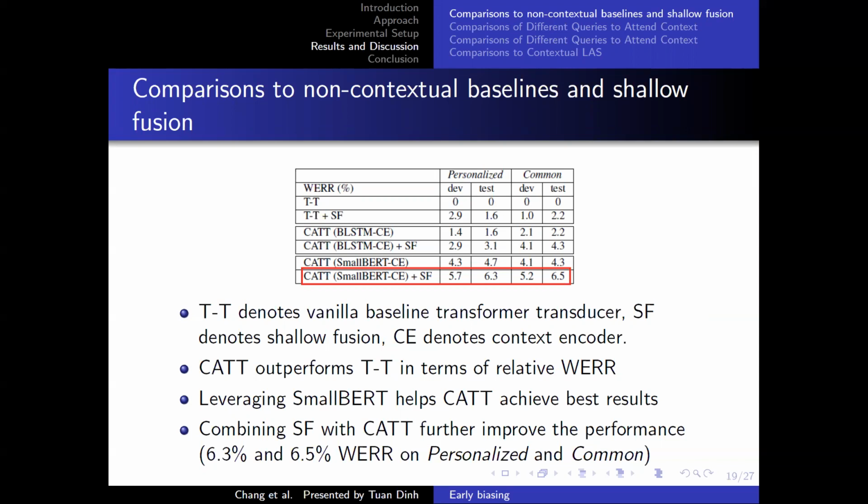From top to bottom, we have the transformer transducer baseline TT, the baseline with shallow fusion, the CAT using BLSTM based context embedding, the CAT using BLSTM based context embedding and shallow fusion, the CAT using BERT contextual embedding, and the CAT using BERT contextual embedding and shallow fusion.